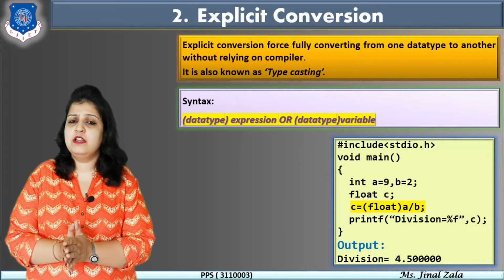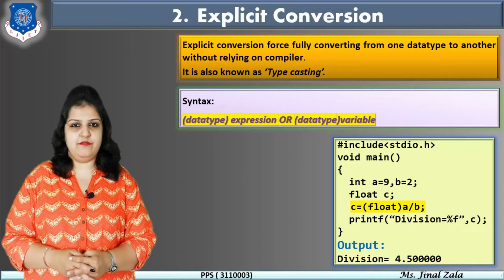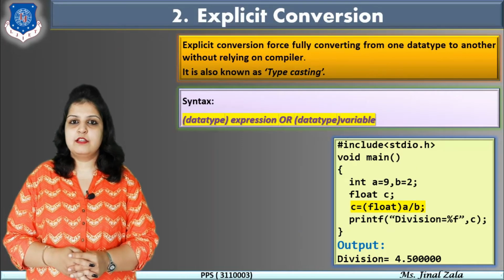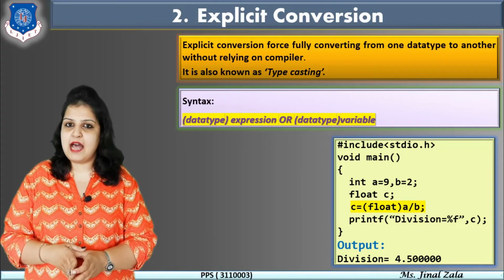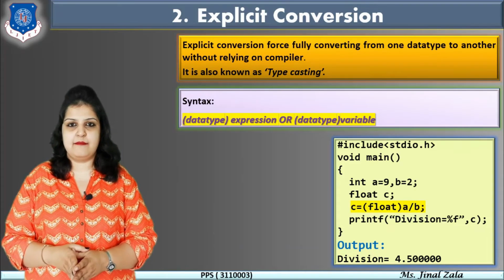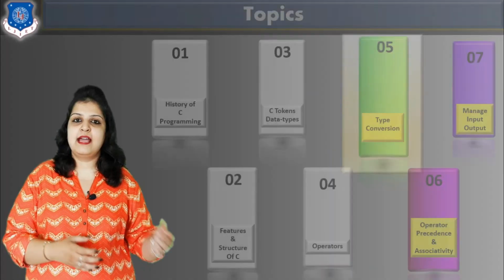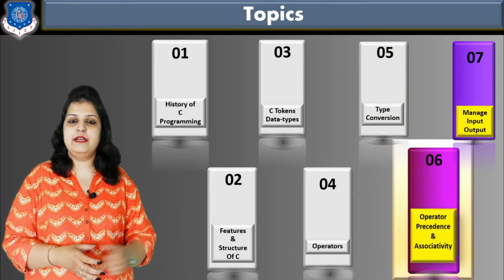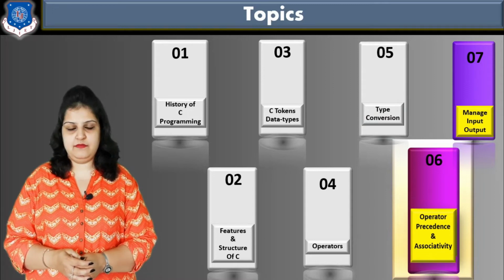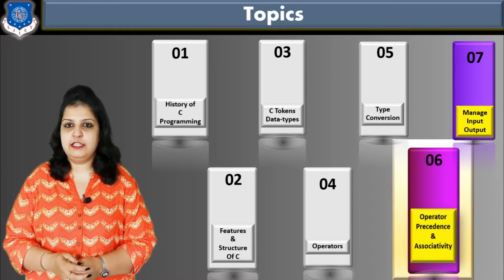So for division we can use explicit conversion. This is a very important topic and it will always be asked for 7 marks in the exam. Now move to the next topic. What is our next topic? It is operator precedence and associativity. So let's see in detail.